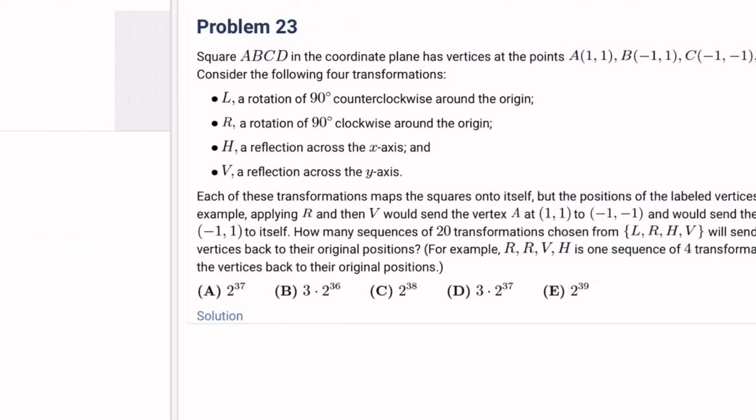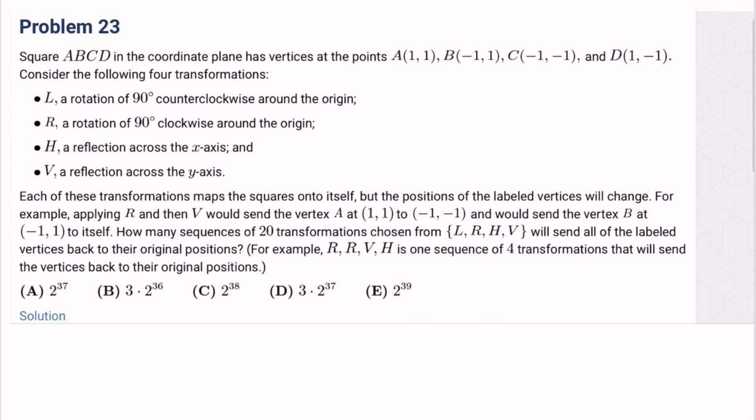It's D. Number 23. Square ABCD in the coordinate plane has vertices at these points. Consider the following four transformations: L, R, H, and V. But then this H and V are because of the horizontal and vertical. But then because this is the x-axis and y-axis, let's just say it's x and y for ease. Each of these transformations maps the square onto itself, but the positions of the labeled vertices will change.